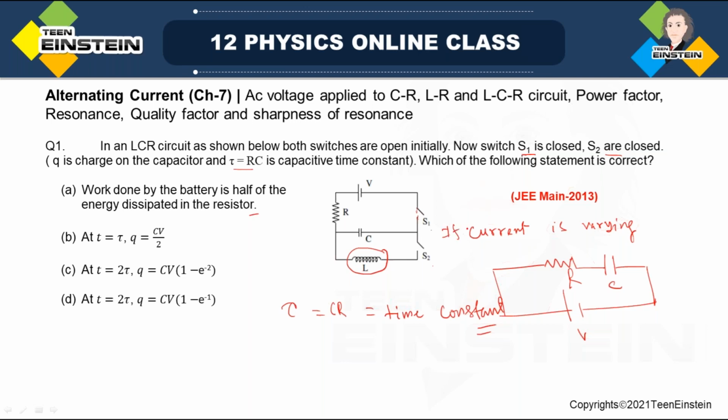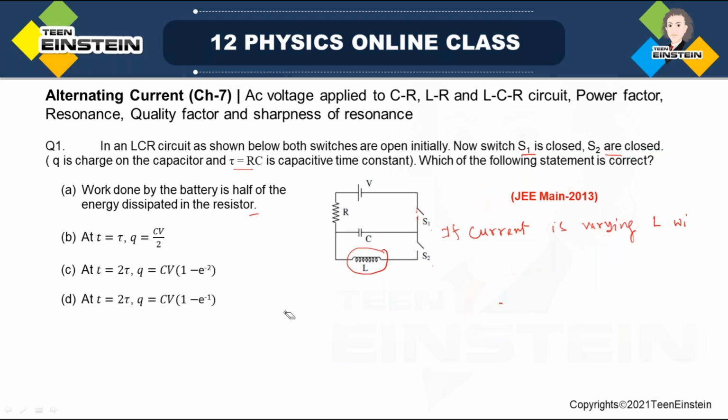If current is varying, L will produce a back EMF, and thus actually it will store magnetic energy. We can write, L will function only when current is varying.